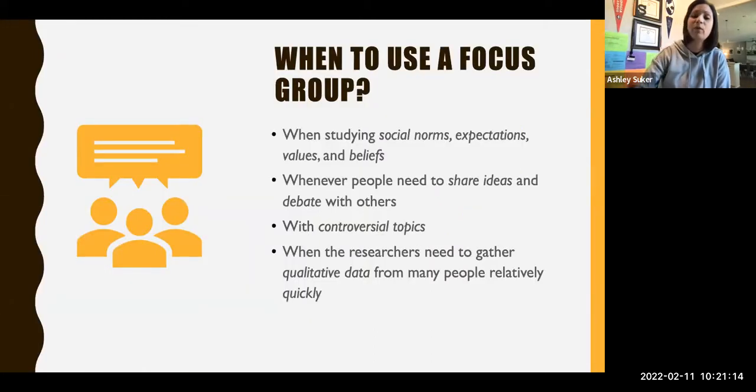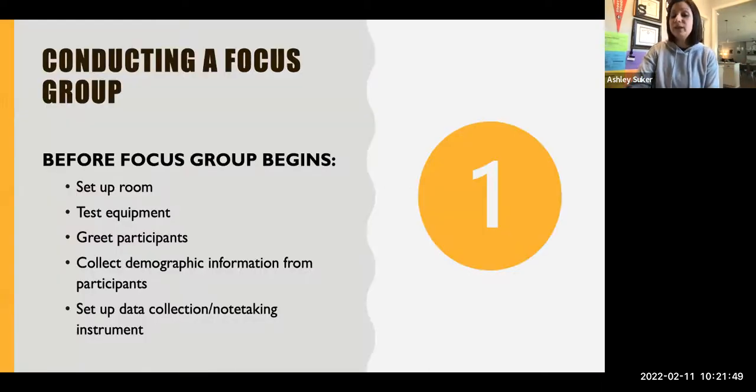When should we use a focus group over an interview? We should do this when we're setting social norms or expectations, when we need people to share ideas or debate, kind of when things are polarized, or when we are wanting to gather information from quite a few people with different opinions. Focus groups are a great way to go. They're awesome with controversial topics because people love to talk. And they're great when you want to collect qualitative data, but you need a lot quickly, because think about it, each interview is 45 minutes, but one focus group that's 45 minutes gets you data from 8 to 10 people. When you conduct a focus group, you need to follow the following procedure.